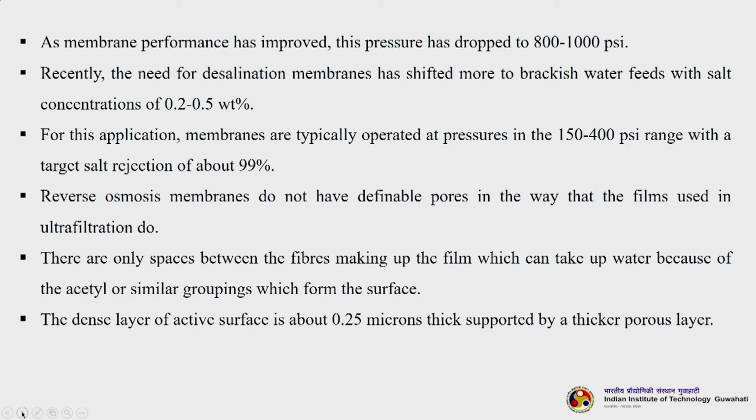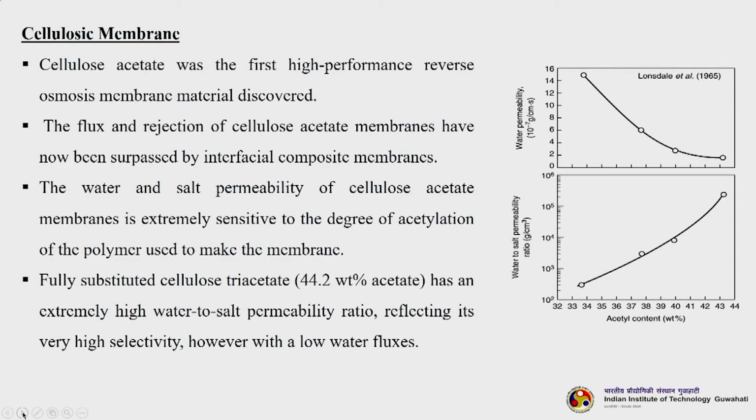The dense layer of active surface is about 0.25 microns thick, supported by a thicker porous layer. So, let us see the cellulosic membrane. Cellulose acetate was the first high performance RO membrane material that was discovered, and the flux and rejection of cellulose acetate membranes have now been surpassed by interfacial composite membranes.